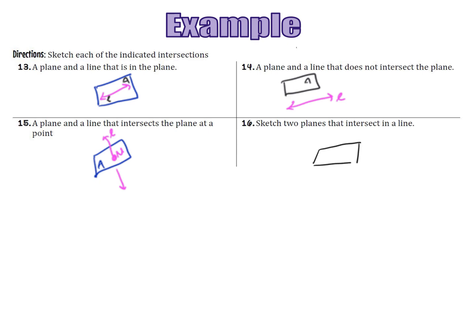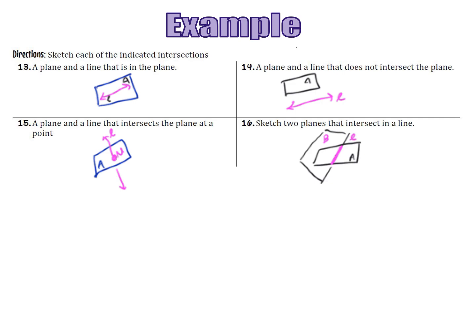And lastly, sketch two planes that intersect in a line. So here I'm going to draw plane A, and I'm going to try to draw another plane. And this could be, let's use a different color. This could be the line where they are intersecting. So this is plane B, and we could call that line L.